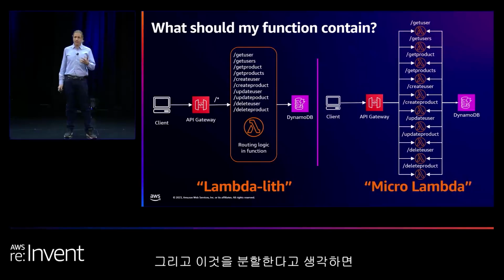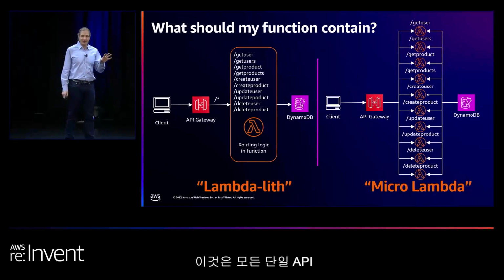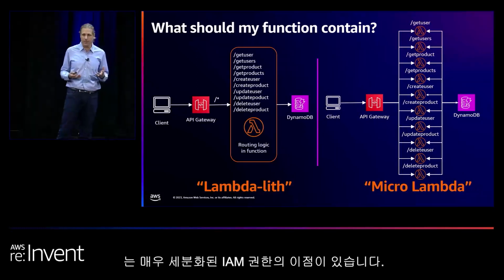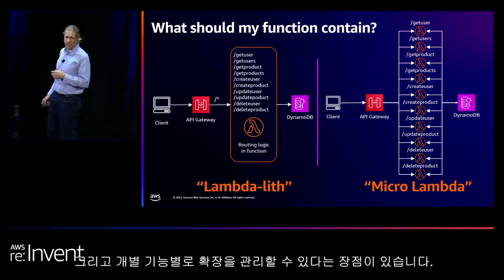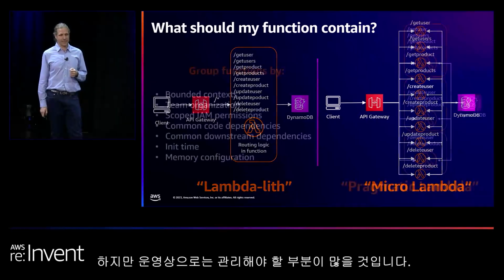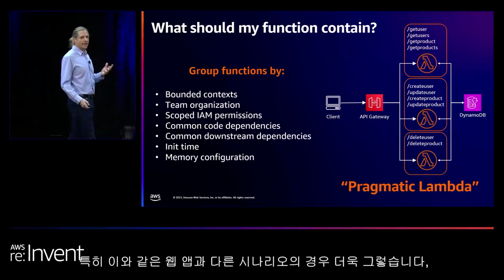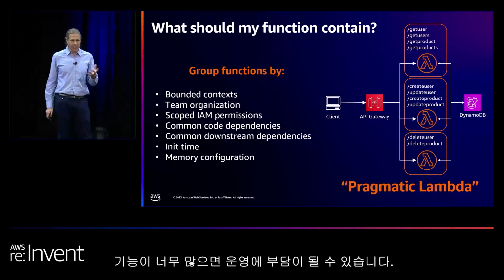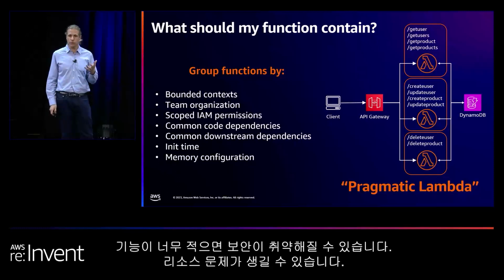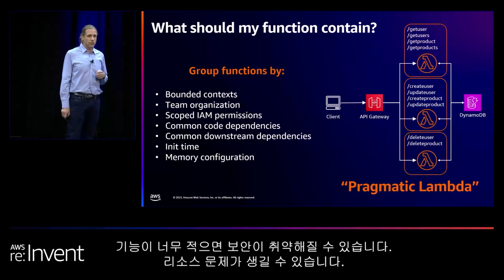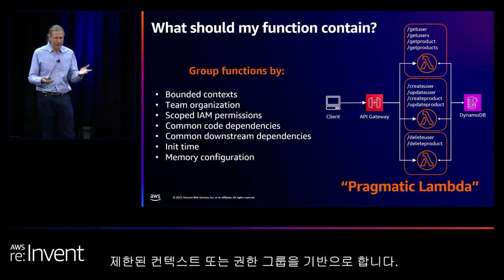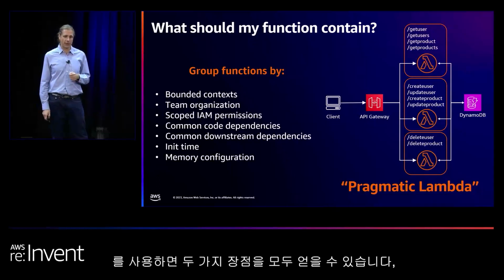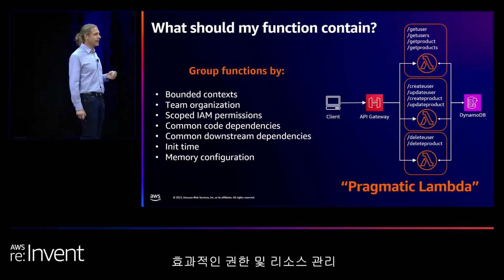And when you think about splitting this up into more granular functions, now, this is an extreme example where every single API route is a separate Lambda function, which of course does have the benefits of very granular IAM permissions and being able to manage your scaling per individual function, but operationally this is going to be a lot to manage. And so, particularly for web apps like this and other scenarios, it does make sense to be pragmatic about how you group your web routes and your functions. Too many functions can be an operational burden, and too few can be too broad for security and have resource issues. So grouping your Lambda functions based on maybe bounded contexts or permission groups, or common dependencies, or maybe your initialization time can give you the best of both worlds: effective permissions and resource management and operational simplicity.